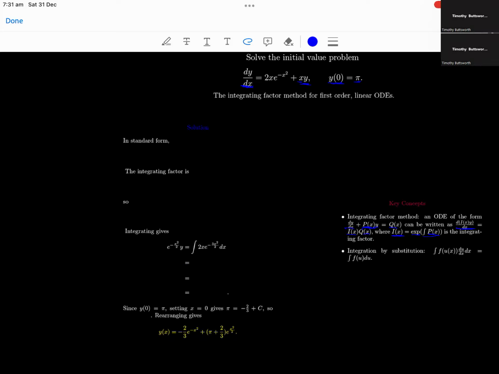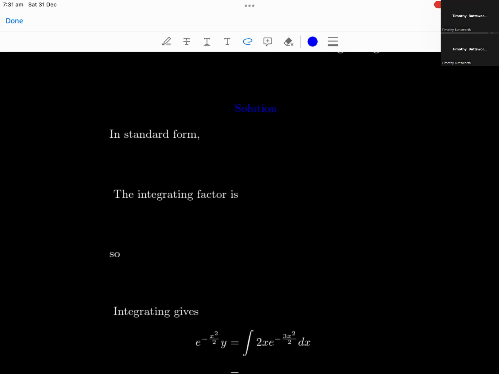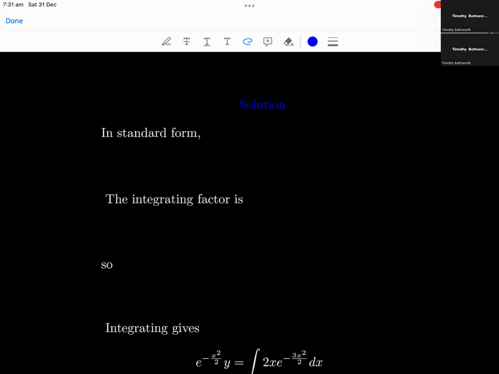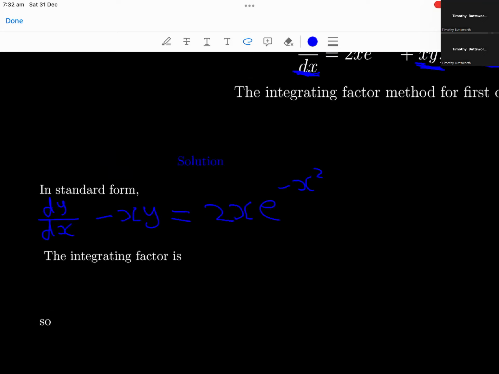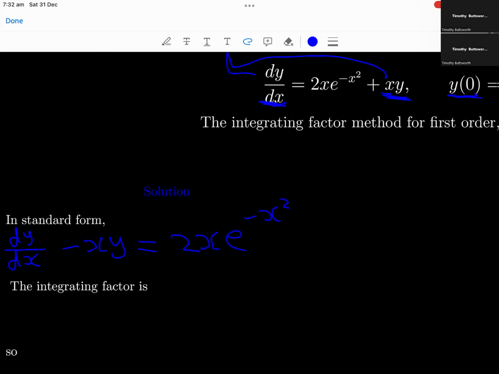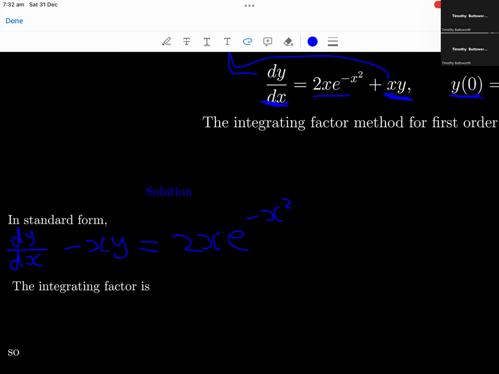Well, in order to do this, I have to first put my equation into standard form. Standard form basically just means that this term needs to be put on the left-hand side. So then, in standard form, this becomes dy/dx minus x times y is equal to 2x times e to the minus x squared. So the equation we were dealing with was up here. All we're doing is rearranging. This stays here. This goes over the other side.